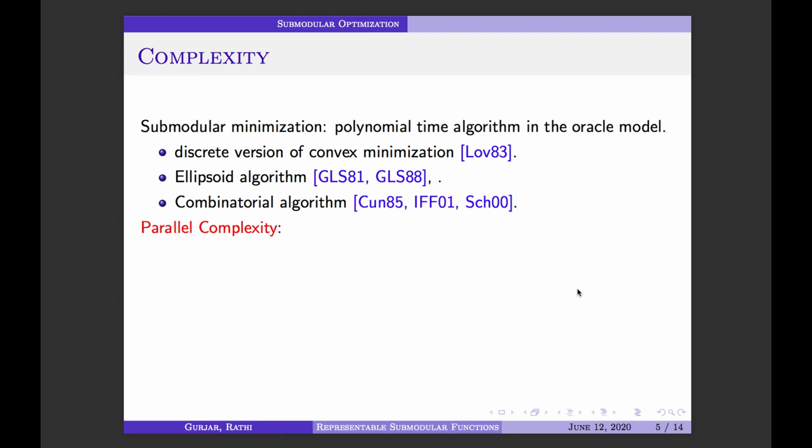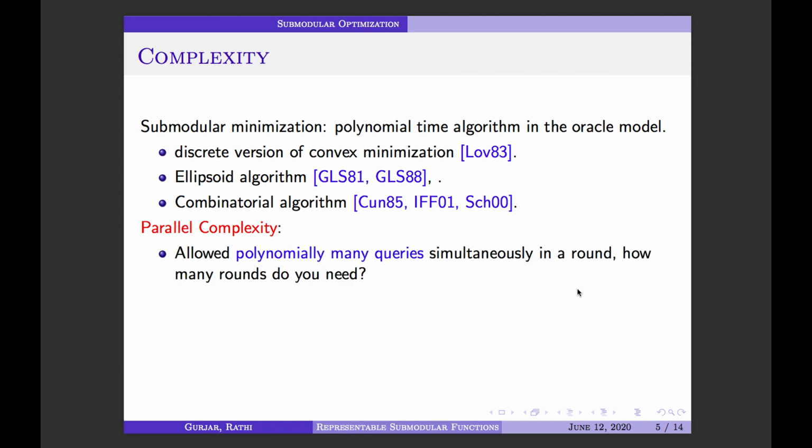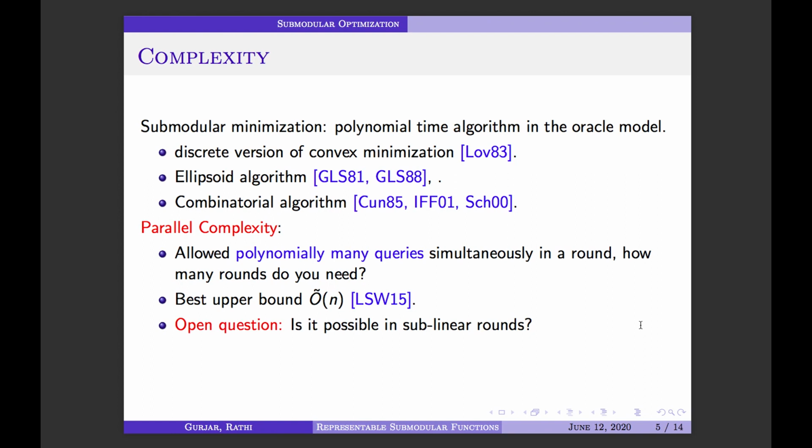So the main question of concern to us in this talk is the parallel complexity of submodular minimization. One can consider a parallel oracle model where you can ask polynomially many queries to the oracle simultaneously in one round. And the question is, how many rounds do you need to find the minimizing set? The best upper bound known on this number of rounds is nearly linear. The open question here is whether it is possible to do this in a sublinear number of rounds.